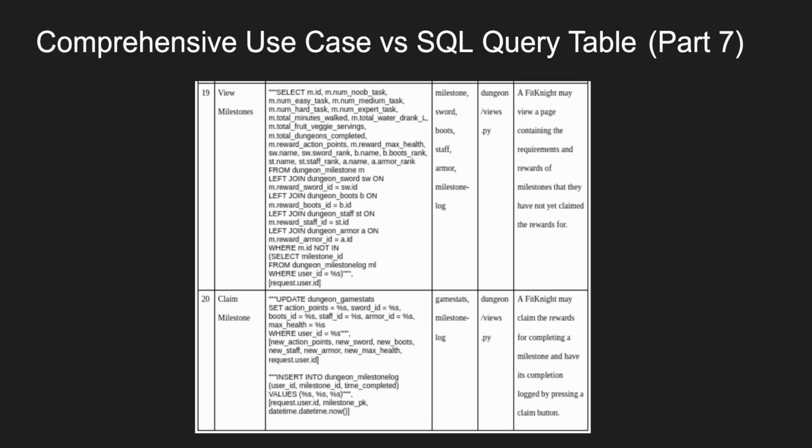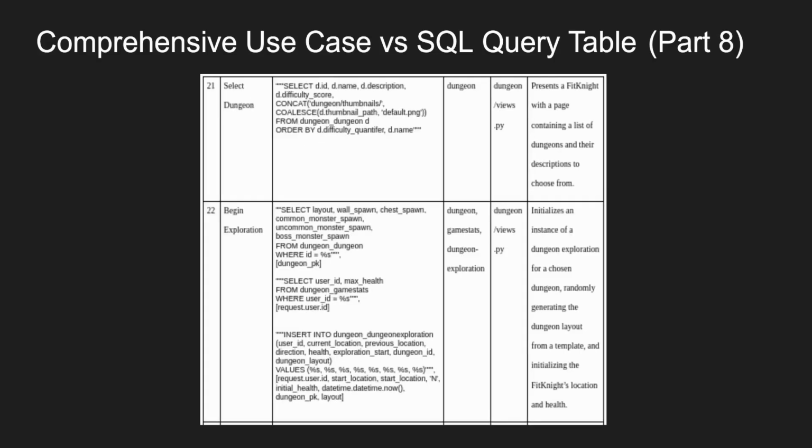And once they meet the requirements for a milestone, they'll be able to claim that milestone. So claiming that milestone will remove that milestone from the list of milestones they need to complete, and it will also give the user the action points or armor or whatever reward they're getting for that milestone.